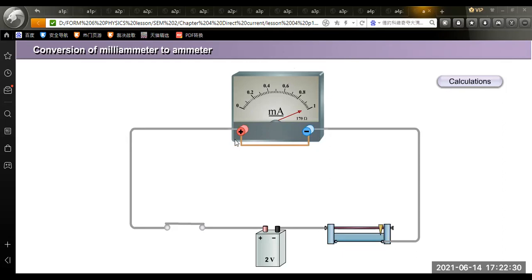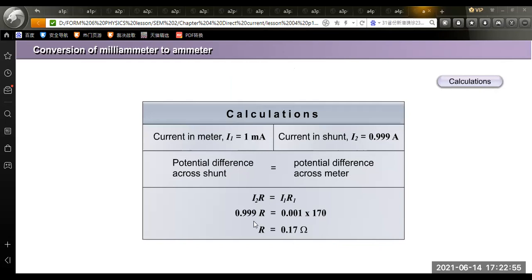Why? Because the total current in is higher, right? So we allow only 1 milliampere to pass through the meter. The rest will flow through the shunt. So I total equals I milliammeter plus I shunt. From here, we get that the resistance of the shunt, R, should be 0.17 ohm.